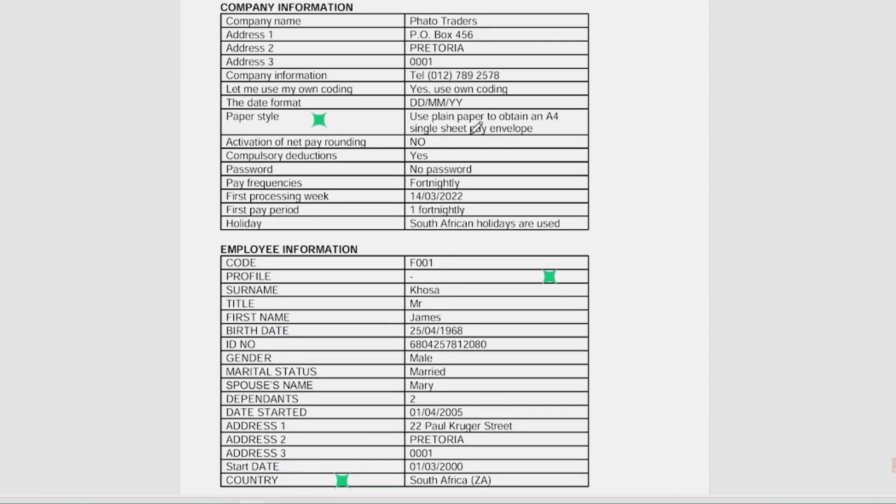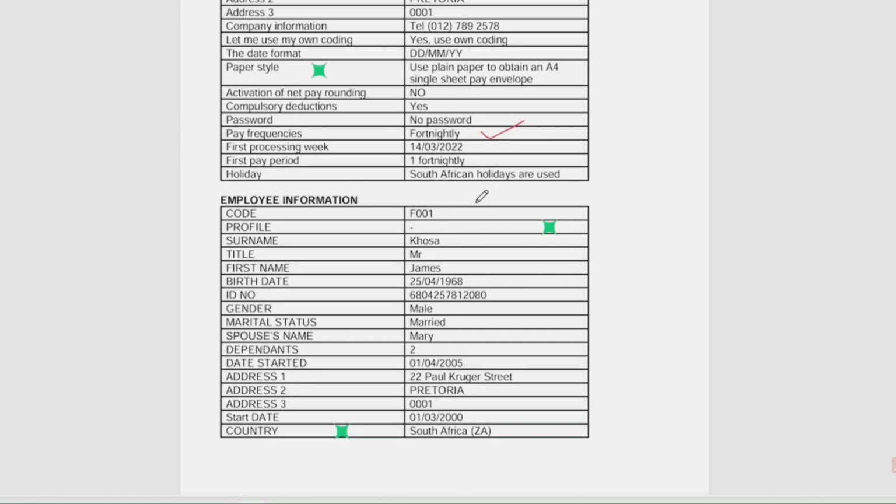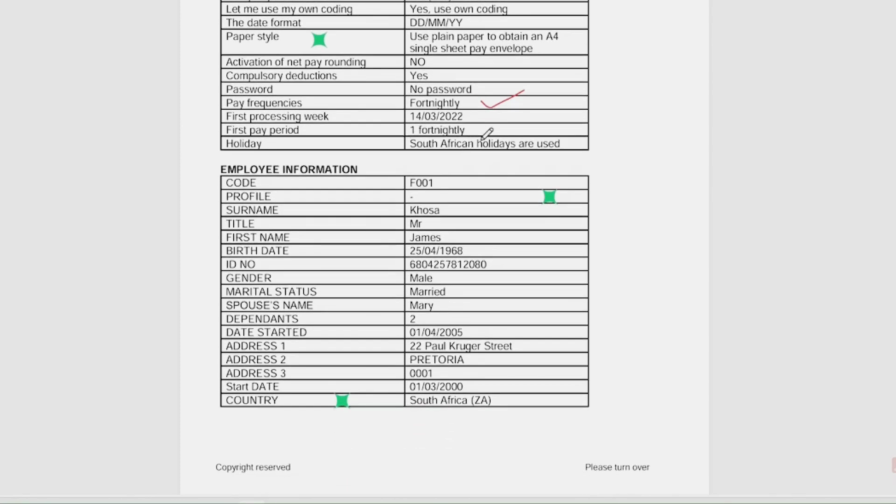So you check your company. Okay, this is the company information, Payroll Traders. The most important part is this one. What is the pay frequency that you'll be dealing with? In this case, you'll be dealing with a fortnight. Some question papers will have a fortnight as well as a monthly. Some would have a monthly and a weekly. So you need to check what frequencies you are going to be using. In this case, it's going to be fortnight, so it's one frequency, which is better. And then the first processing will be the 14th of March. Okay, that is fine. And then you'll be processing your first fortnight.